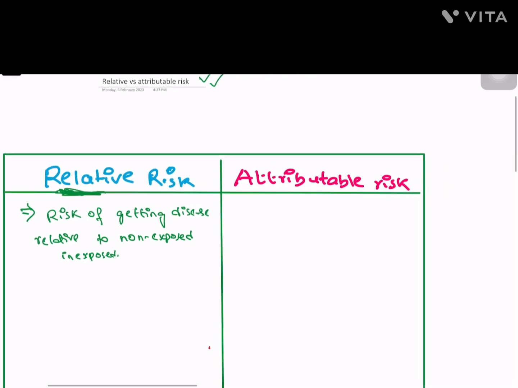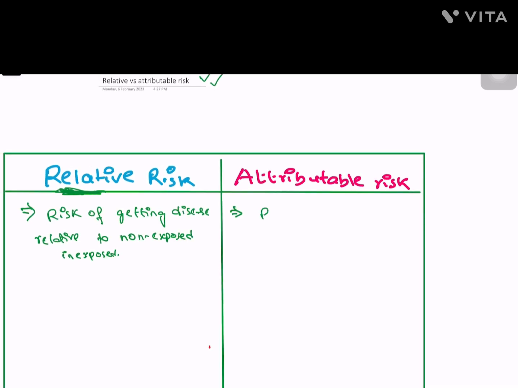So what is attributable risk? Attributable risk is how much of the risk of getting disease is from a risk factor. So this is a general discussion about relative risk and attributable risk.